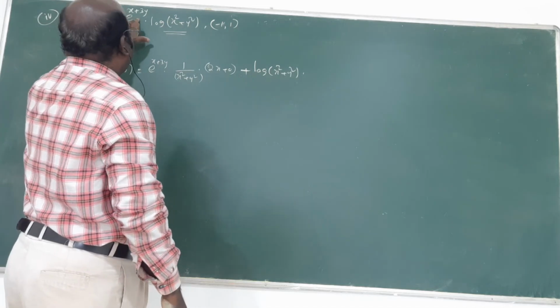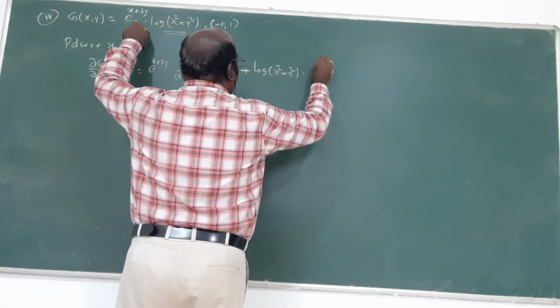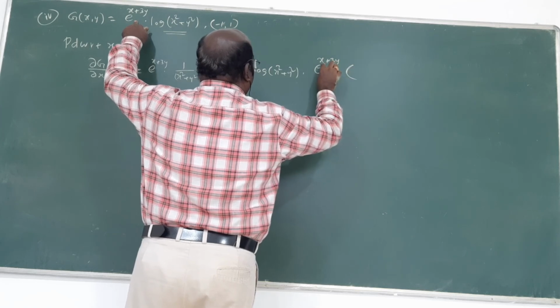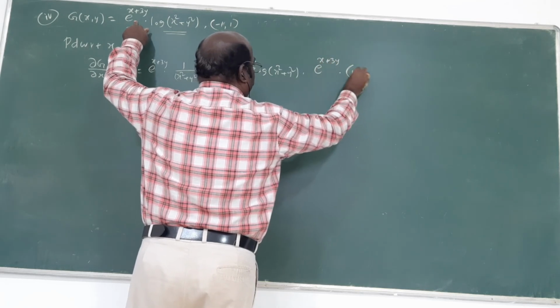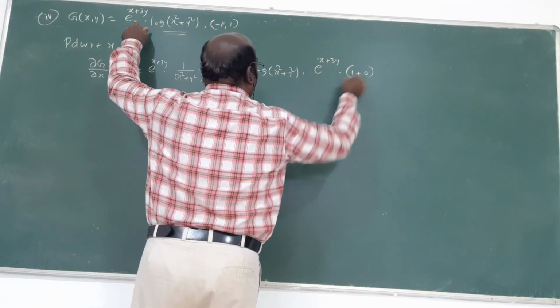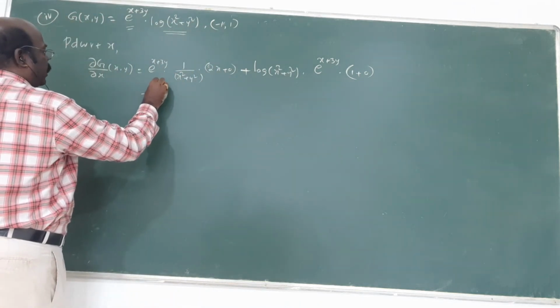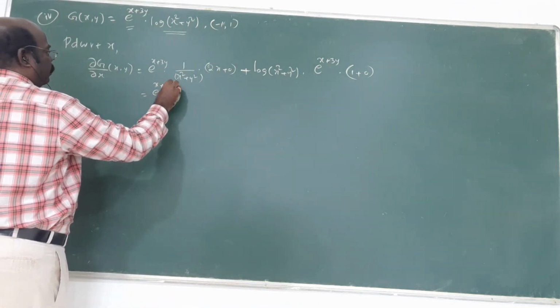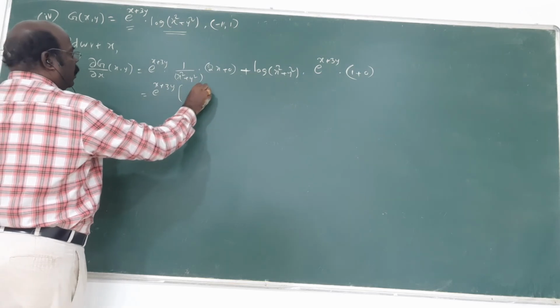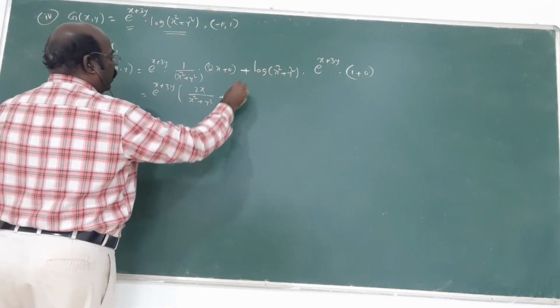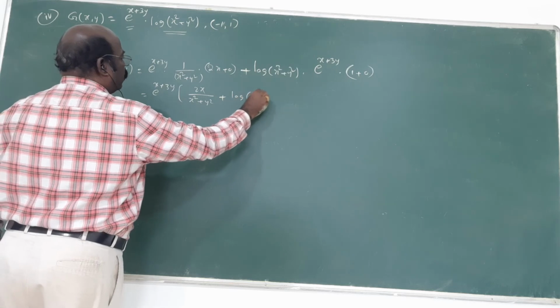here the derivative of e power something is e power something into the derivative of something, with respect to x. x gives 1, 3y becomes constant so 0. Out of this, what is common? E power x plus 3y is common. What remains is 2x by x square plus y square, plus 1 into log of x square plus y square.